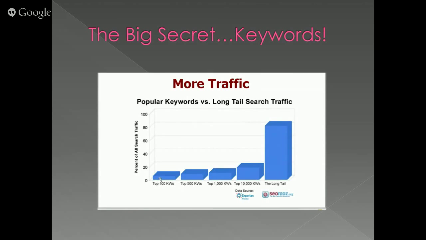So the big secret is keywords. Yeah, we talked about keywords. There's different types of keywords. There are short tail, long tail, broad, geo, and I think that's it. What we want is to really focus on the long tail.